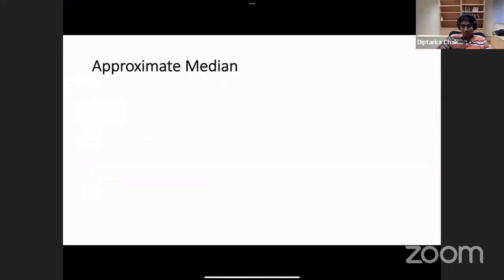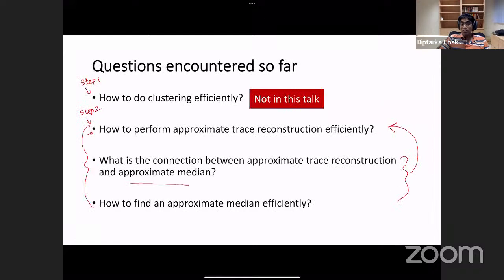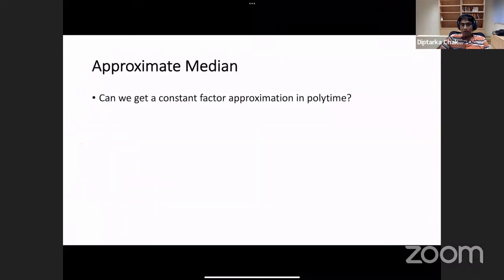Okay, so before going into the rankings, what is approximate? I mean, we have defined approximate median. So now one trivial question, as I mentioned in the last slide, the fourth question was how to find an approximate median efficiently. But can we get a constant factor approximation in polytime? I mean, we know that it is NP hard. So the question is, can we get a constant factor approximation? Any large constant for now should suffice.